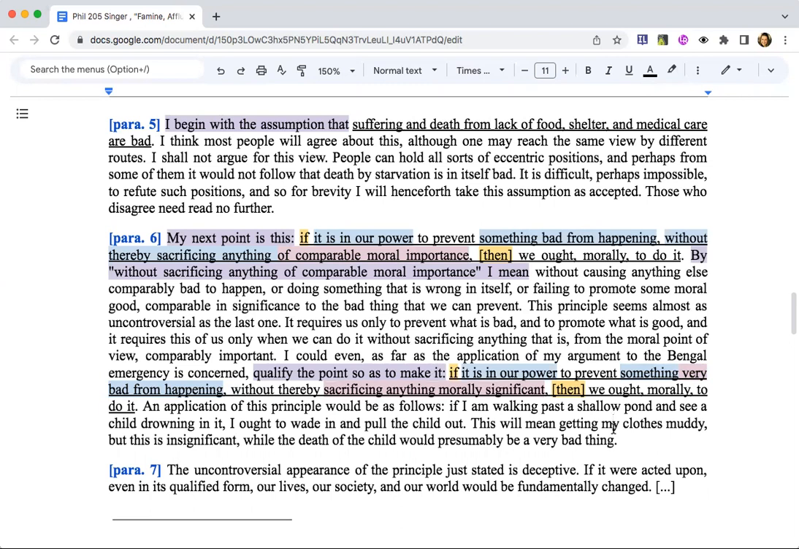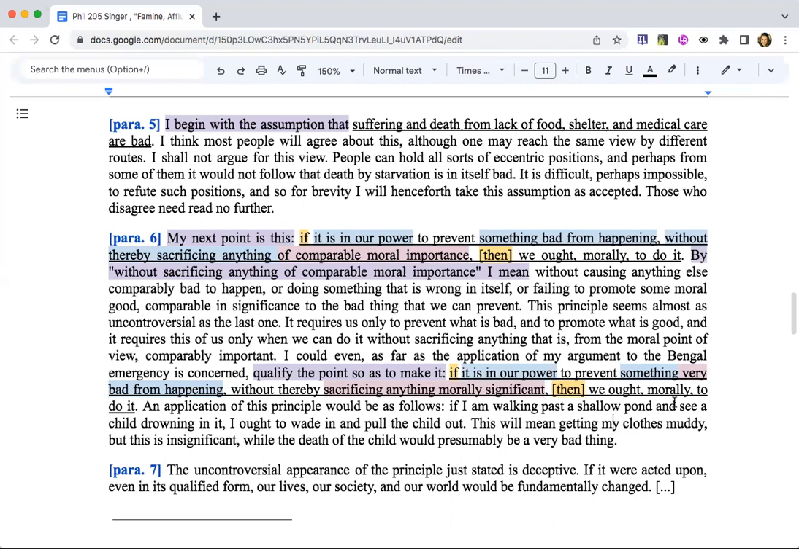One says, if there's something bad happening and it's in your power to prevent it, and it doesn't require you to sacrifice anything of comparable moral importance, then you are required to act. And the other one says, if it's in your power to prevent something very bad from happening without thereby sacrificing anything morally significant at all, then you are morally required to act. What's the difference? Which principle is stronger? What does it mean to say one principle is stronger than another?